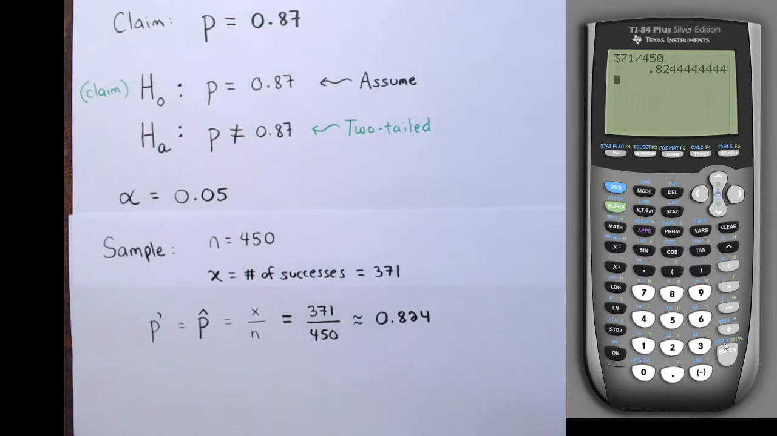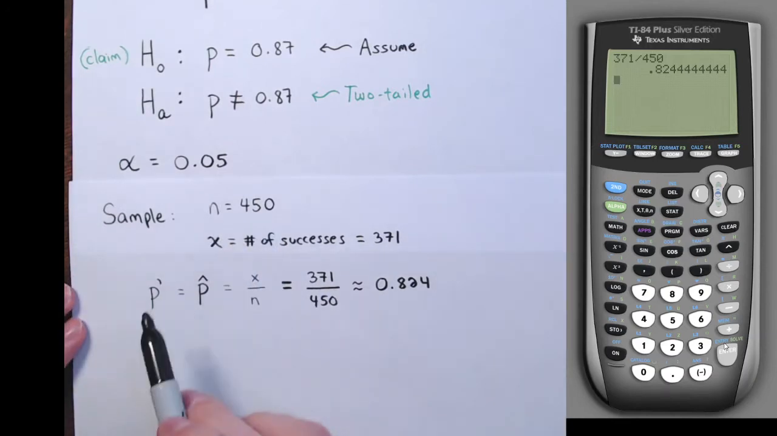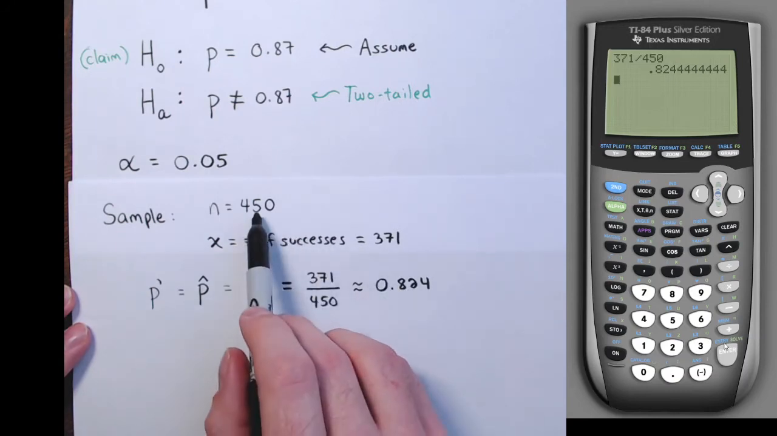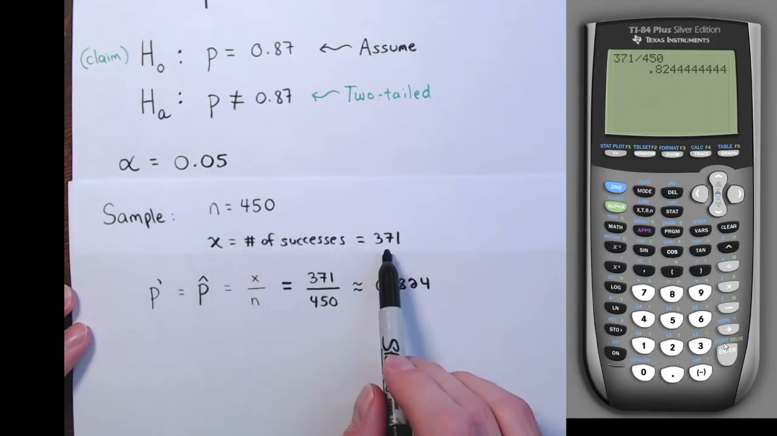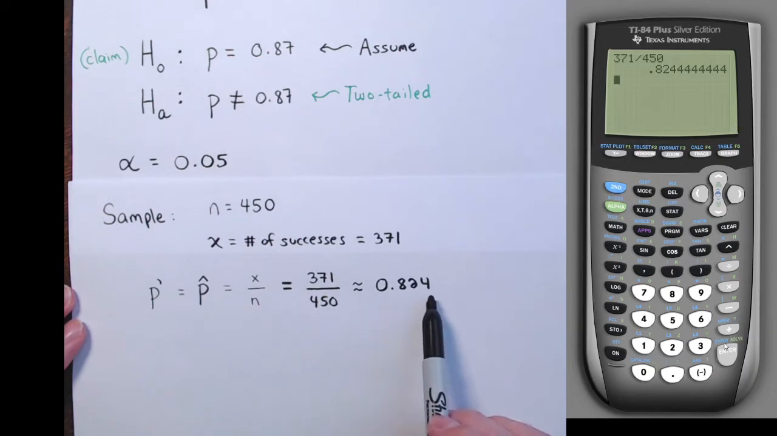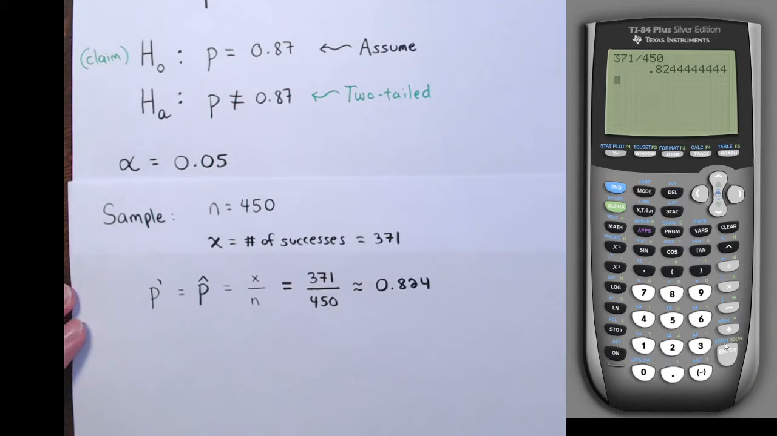Now, because this sample size is so large, this percentage times 450 is definitely greater than or equal to 10, and the q hat, 1 minus this, would be 0.176, times this would be the other remaining people that are failures, is definitely greater than or equal to 10.